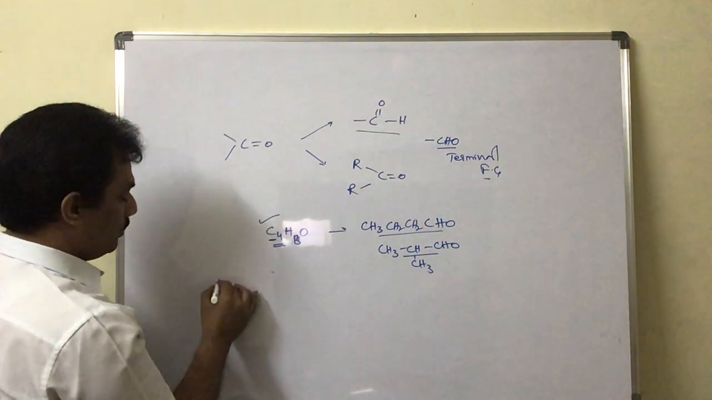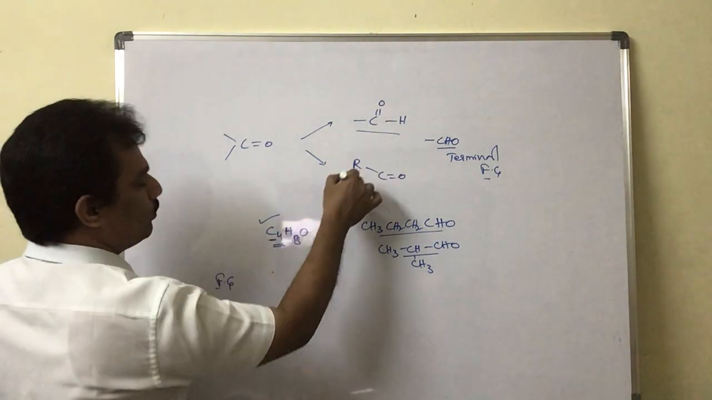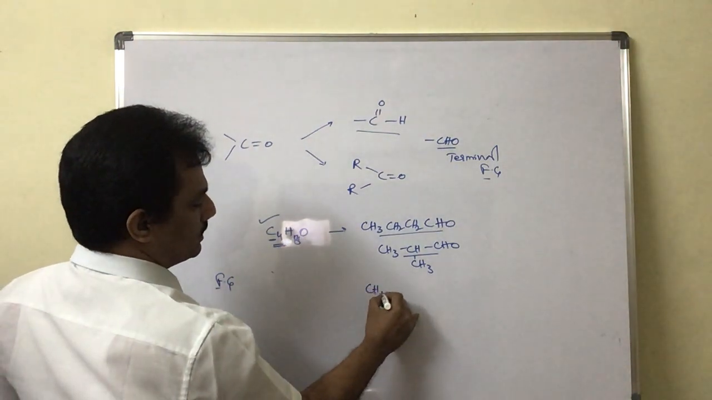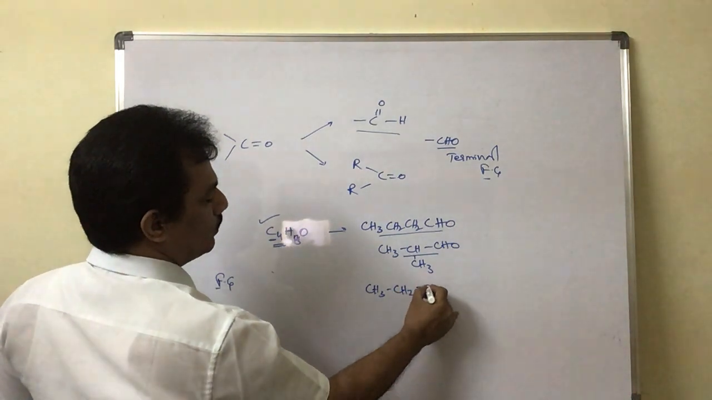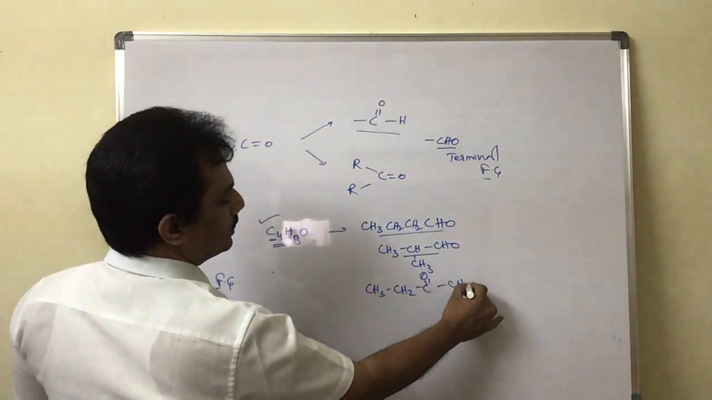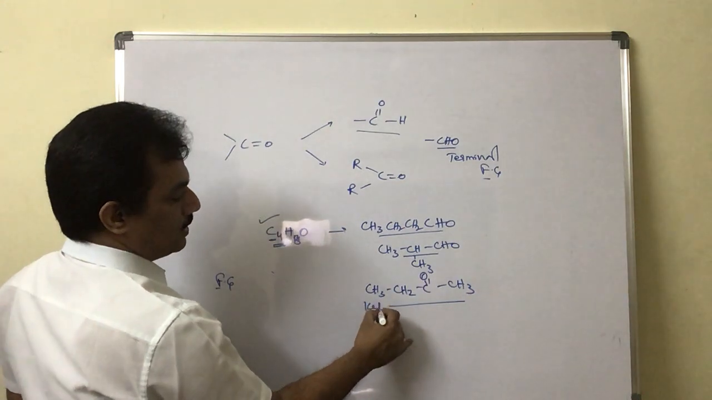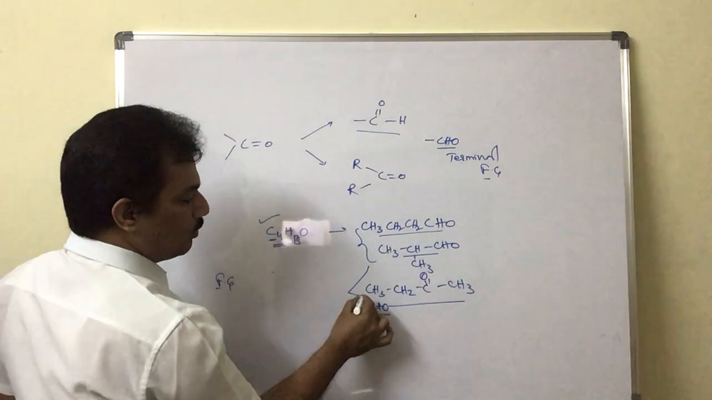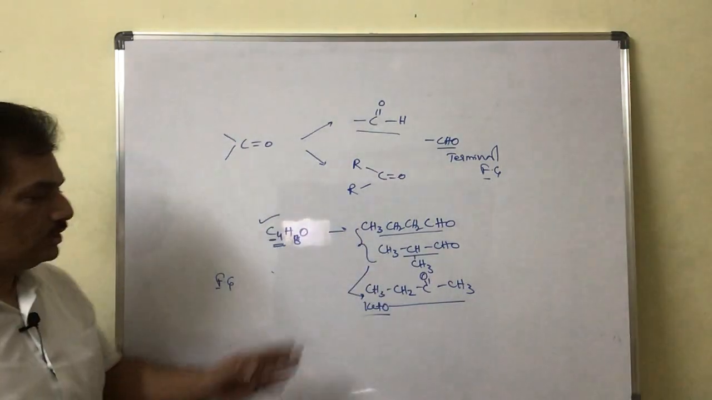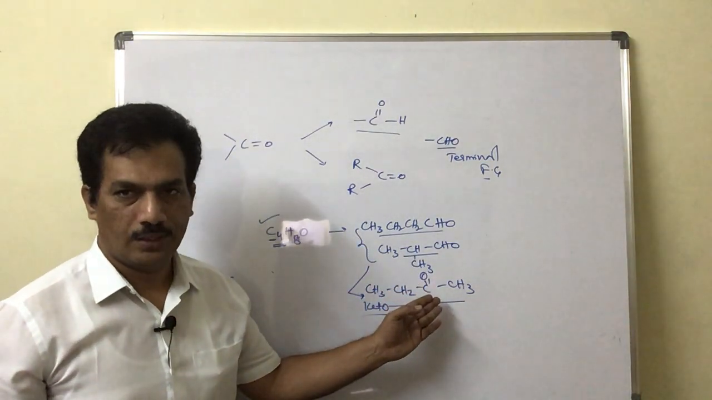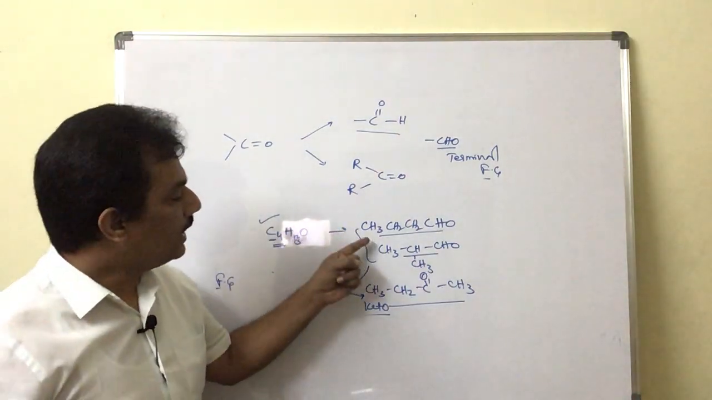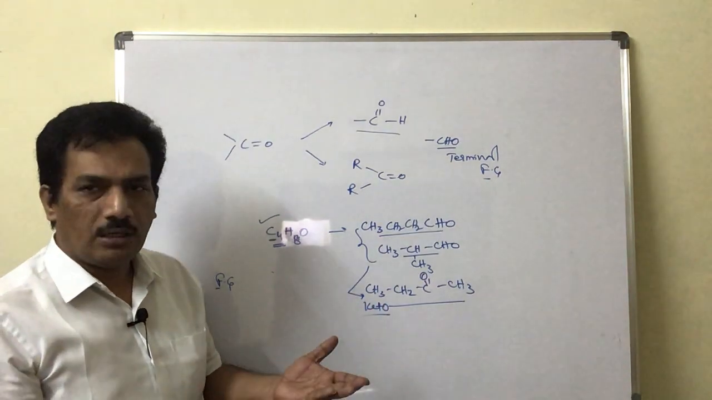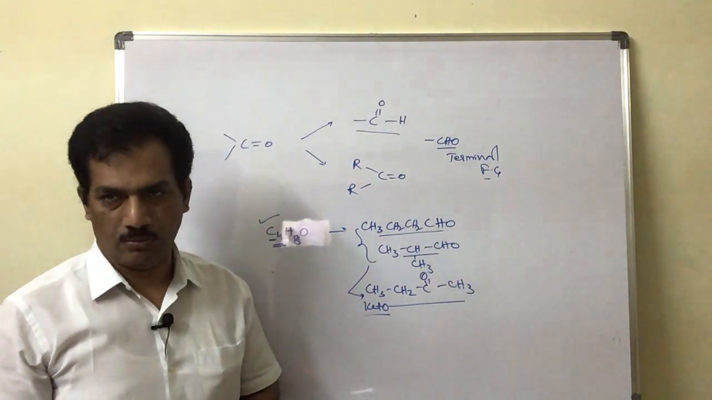Then functional group isomerism: for the same formula, say C4H8O, we can write CH3, CH2, C double bond O, CH3. This is the keto form, and this ketone and these aldehydes are functional group isomers of each other, because it is the keto functional group. Clear? Aldehydes and ketones with the same molecular formula automatically exhibit functional group isomerism.